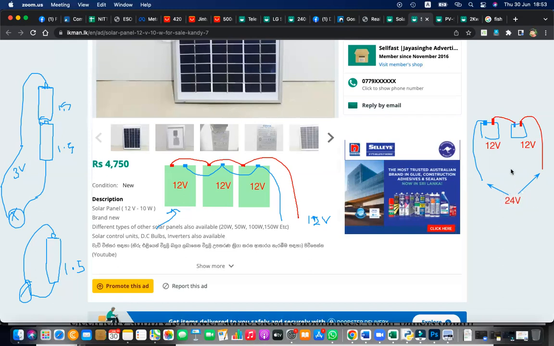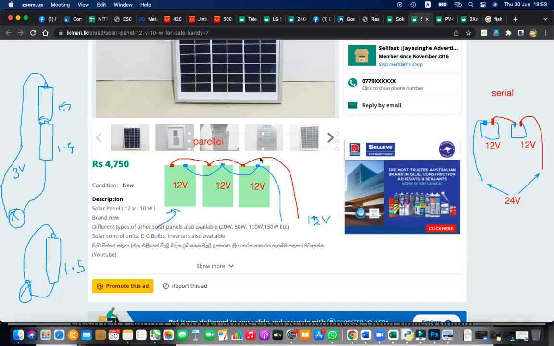Okay. That is the serial connection. This is called serial, and this is called parallel. So, understood the difference? Yes, sir. If it is a serial connection, you will get the total voltage. But if it is a parallel connection, you will get the same voltage, but you will get more amperes. More amperes.